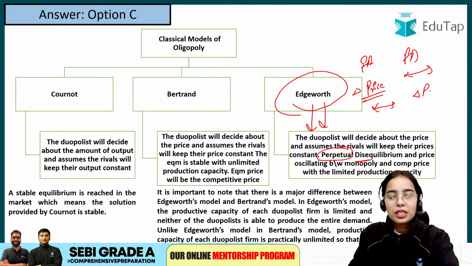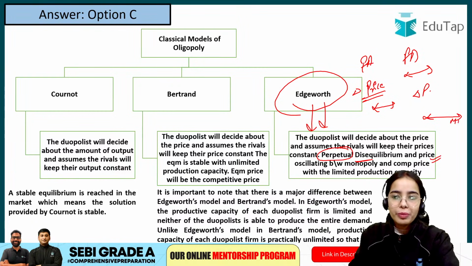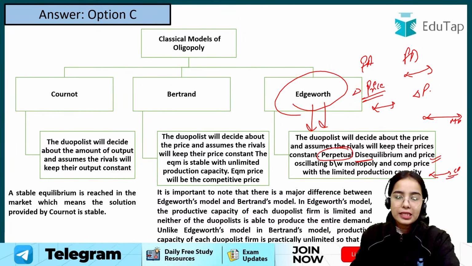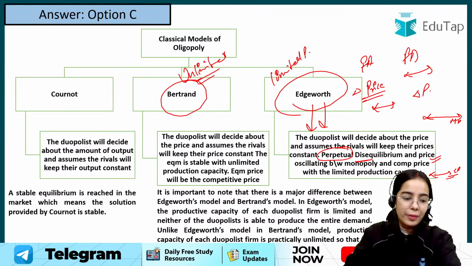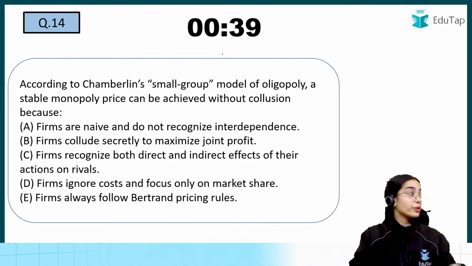There is perpetual disequilibrium, there is continuous disequilibrium. The price keeps oscillating between monopoly prices and the competitive prices. This is because the Edgeworth duopoly model has limited production capacity, while in the Bertrand duopoly model there was unlimited production capacity. Okay. Now coming to the next question, try to answer this question.